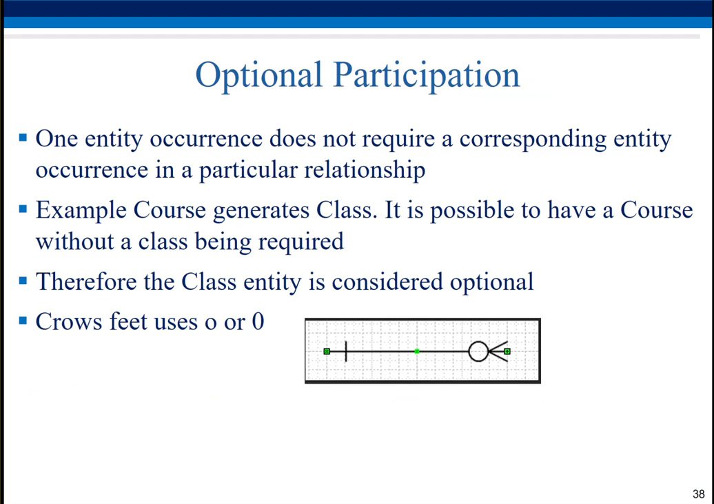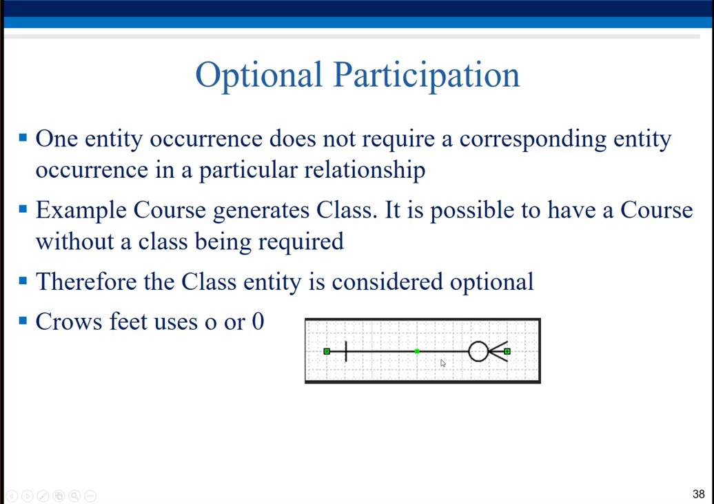One entity occurrence does not require a corresponding entity, and so I've given you an example. A course generates a class. It's possible to have a course without a class. Therefore, the class is considered optional. It uses crow's feet. You can use 0, little o, 0. In here, it's done for you automatically.